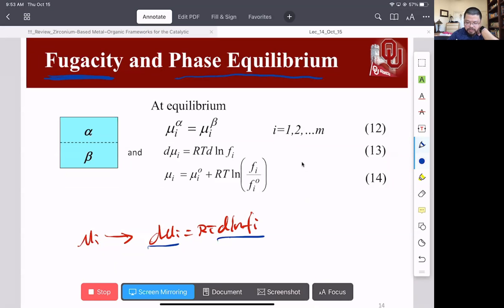So that's three equations: temperature, pressure, and chemical potential. Those would be the three sets of equations we need to satisfy, whether this is a phase equilibrium or chemical reaction equilibrium. And now let's try to see if we are able to replace this criteria by temperature, pressure, and fugacity.